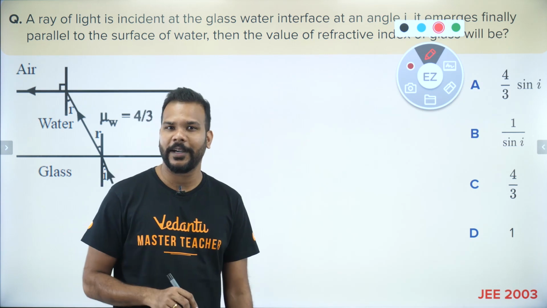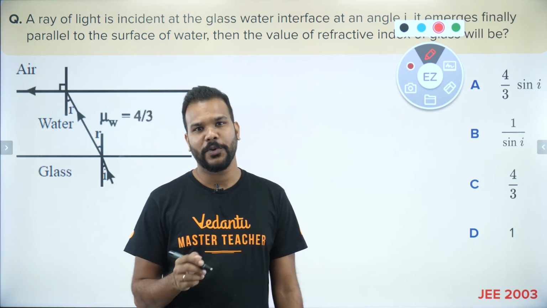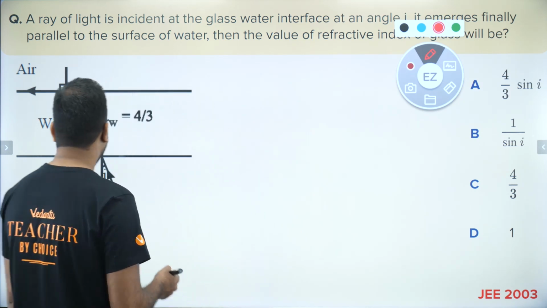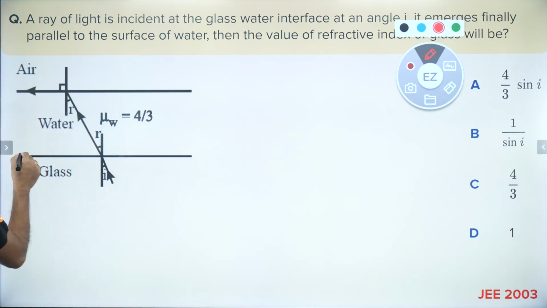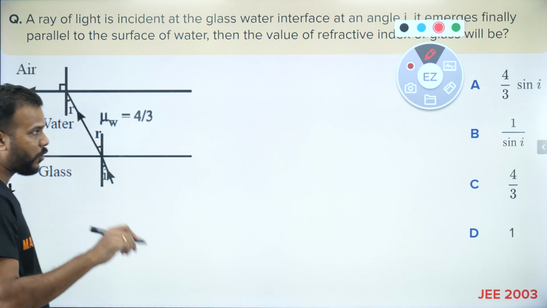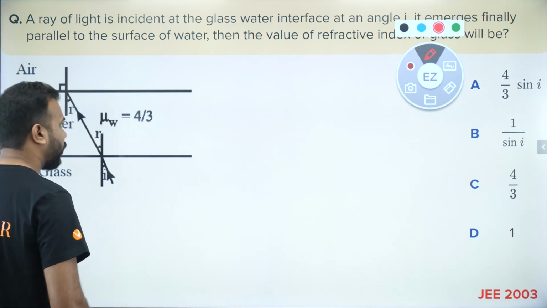I'm sure you have heard about it. It's mu1 sin i equal to mu2 sin r. So what we are going to do, let's define the two interfaces. Let's call this the first interface and this one the second interface, and I'm going to apply Snell's law twice.